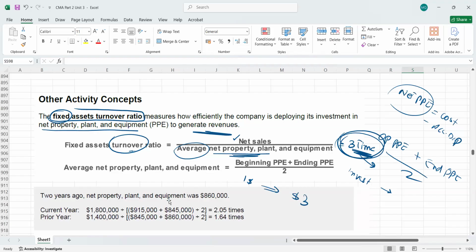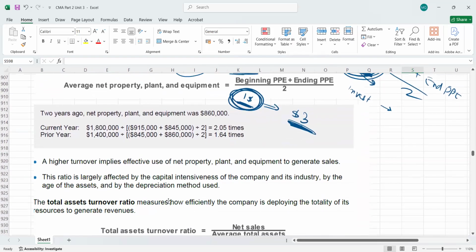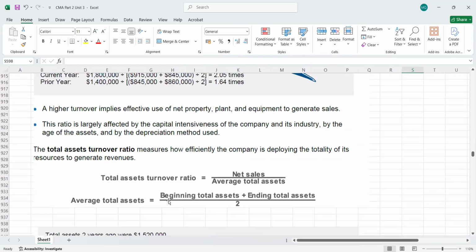So that's another interpretation. Or you can say this way also, whatever investment you have in assets, net PPE, that is generating 3 times sales more than that. Or you can say each dollar invested in PPE is generating $3 of revenue. This is the interpretation. And definitely a higher answer is desirable again. If the answer is higher, it shows that the company is deploying their PPE more effectively to generate sales. If the ratio is lower, it means they're not using assets efficiently.